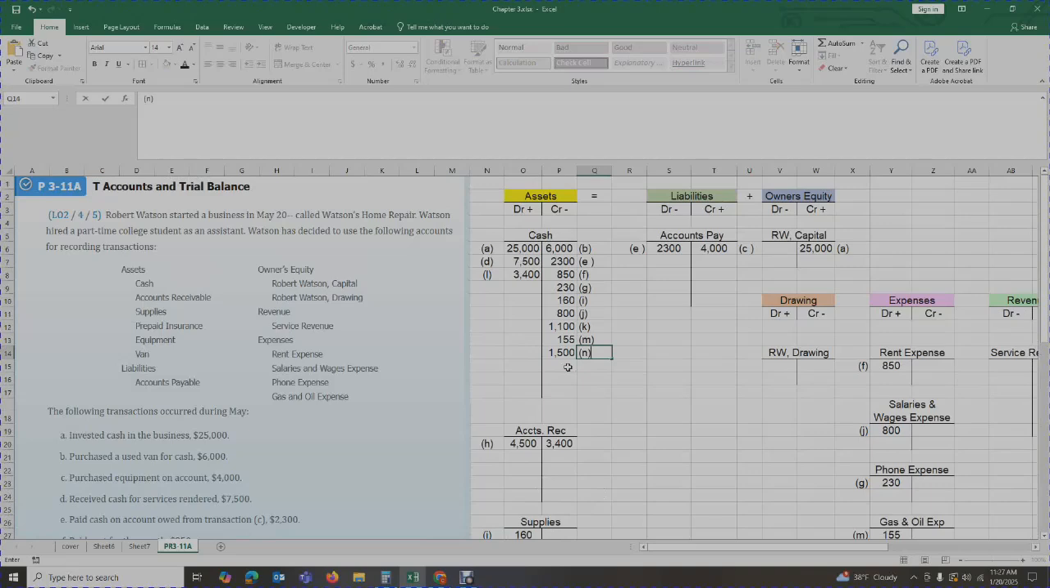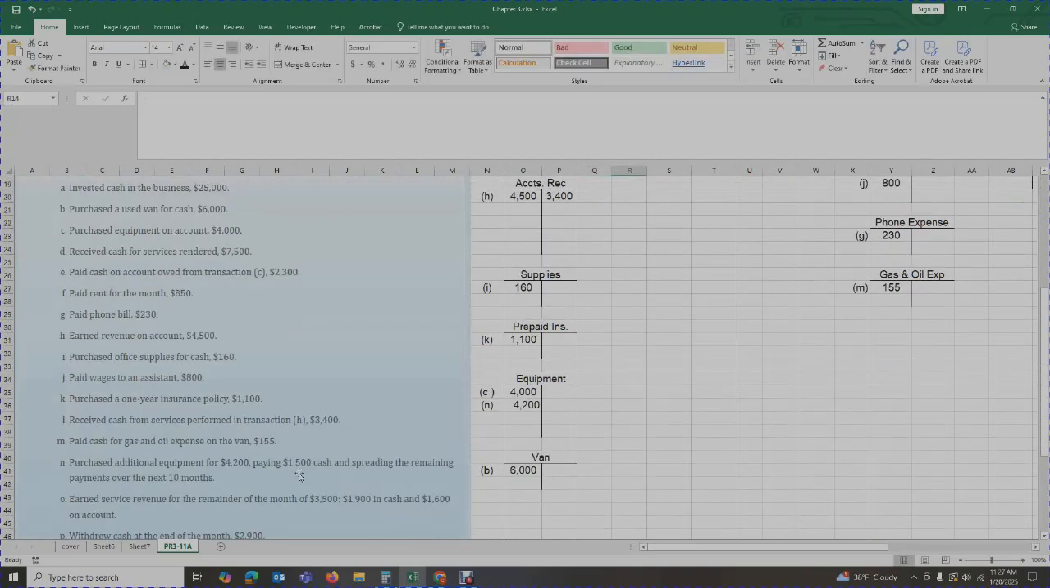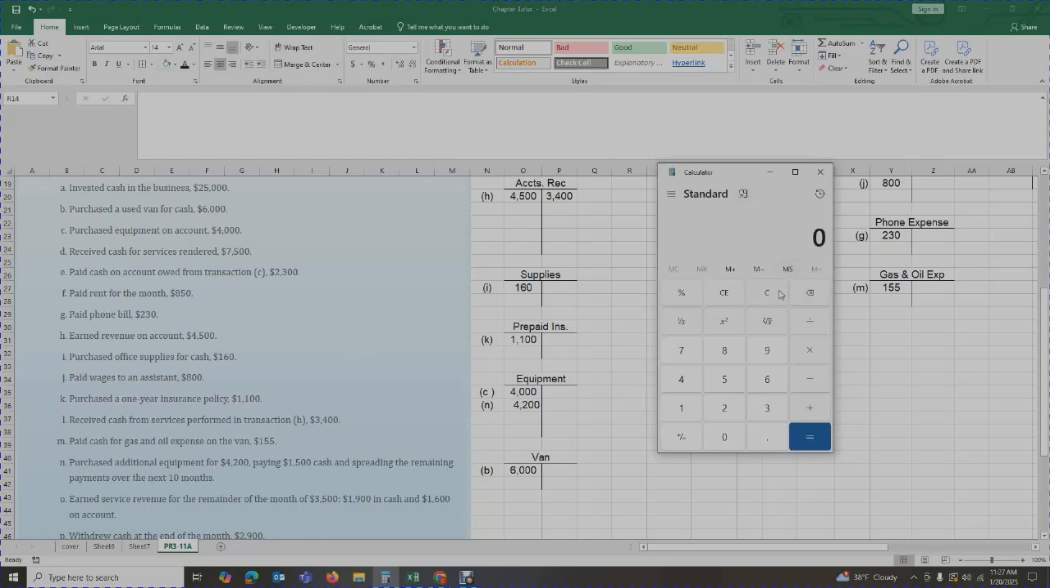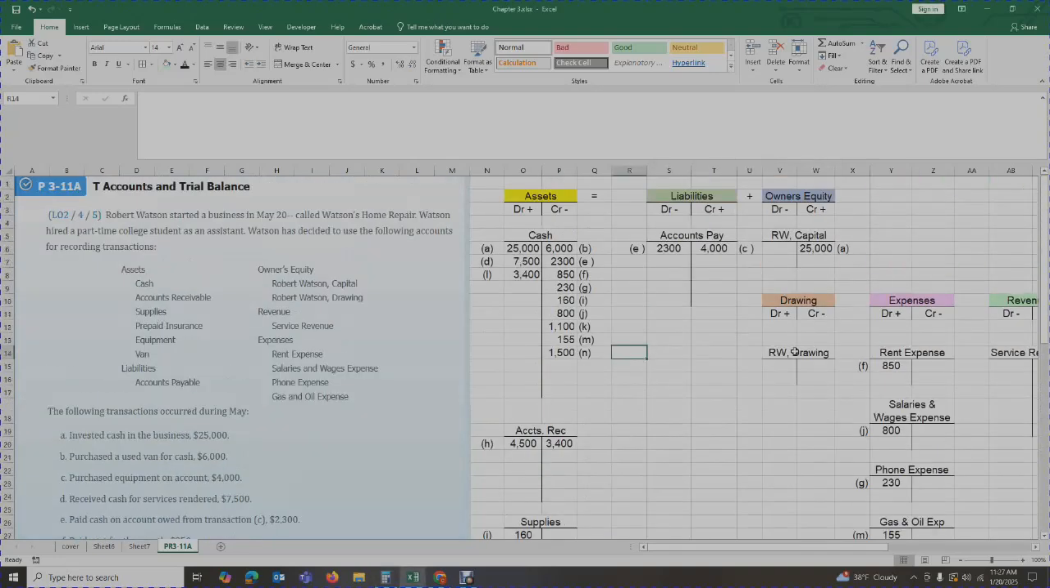This is letter N. And it says the rest, spreading the remaining payments over the next 10 months. So let me see how much I'm going to owe. I bought the equipment for $4,200. I paid $1,500 in cash. That means I owe $2,700. Where do we put the money that we owe? This is debt. So my accounts payable is going to increase by $2,700. Your debt has gone up. You owe more money because you just bought that on account.